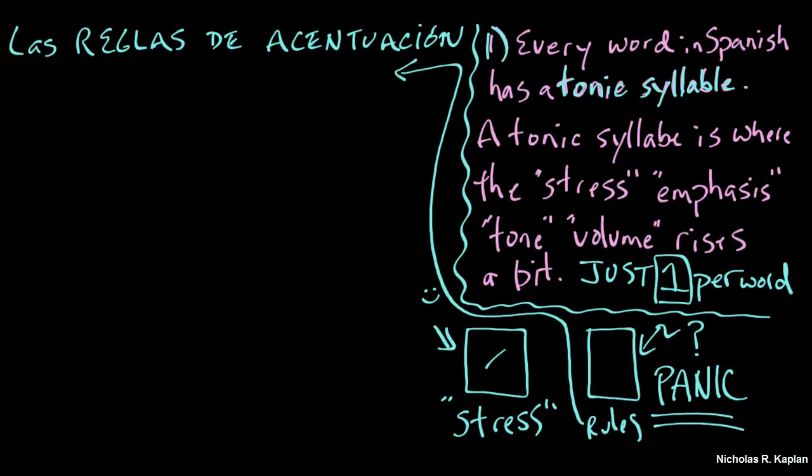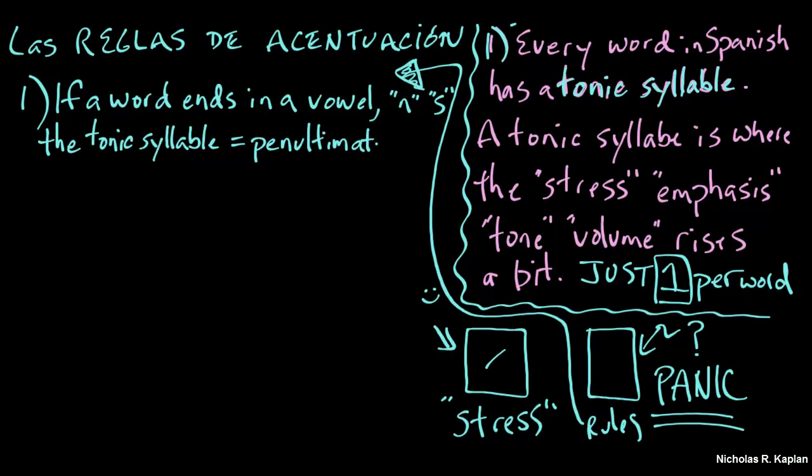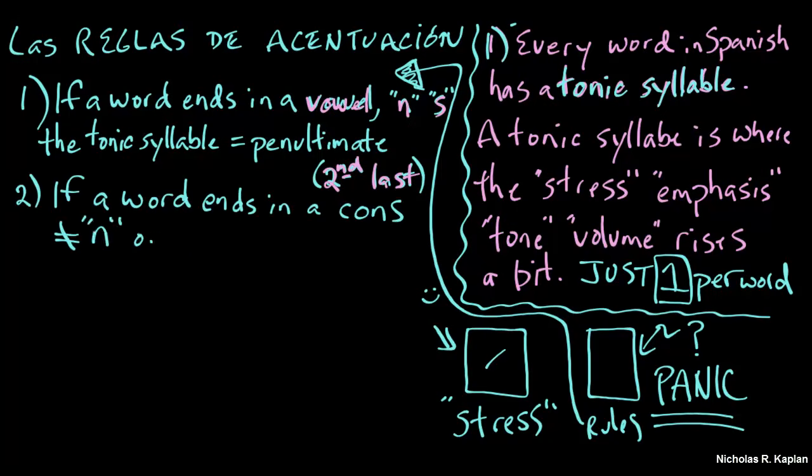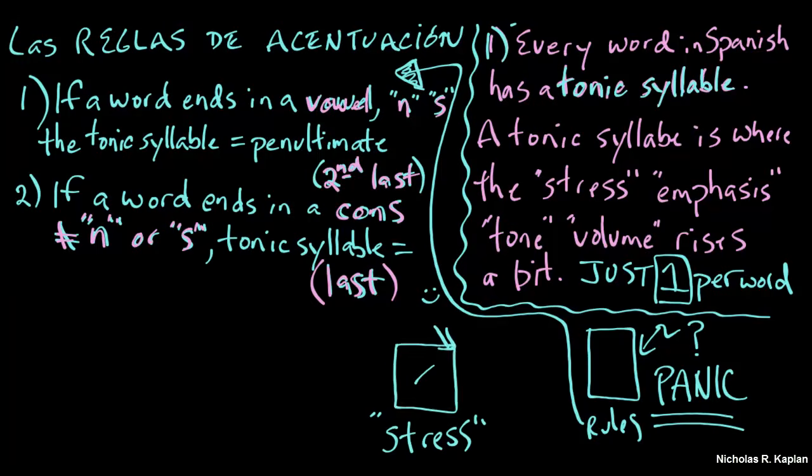Well, what are these rules, maestro? All right, rule number 1. Seriously, write these down. Rule number 1. If a word ends in a vowel, N or S, so A, E, I, O, U, N, or S, the tonic syllable is the penultimate, the second to the last syllable. Second rule, if a word ends in a consonant that's not N or S, the tonic syllable, that place where the stress rises, the volume goes up a little, there's a little extra emphasis, is the last syllable.